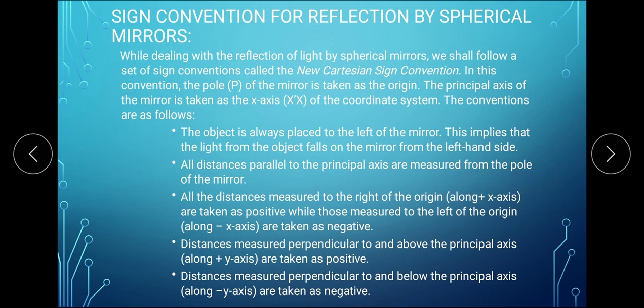The distances which are measured to the right of the origin, your origin is your pole, so all the distances which are measured on the right side of the origin are taken as positive, that is along positive x-axis, and all the distances which are measured on the left of the origin, that is along negative x-axis, are taken as negative. Students, distances measured perpendicular to and above the principal axis, that is along y-axis, are taken positive, whereas distances measured perpendicular to and below the principal axis, that is along negative y-axis, are taken as negative.